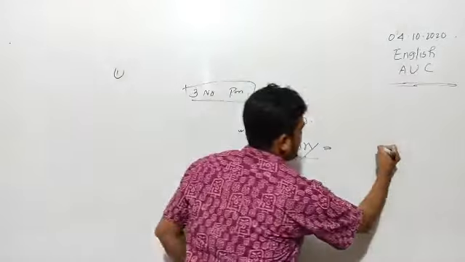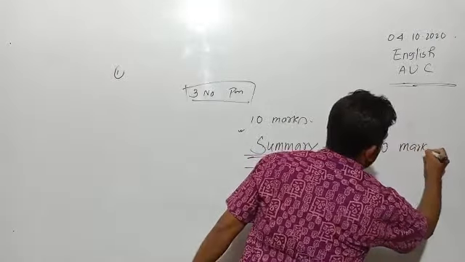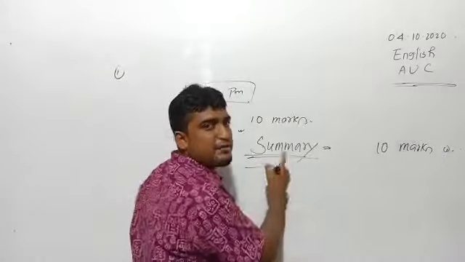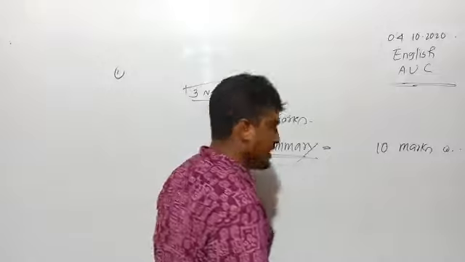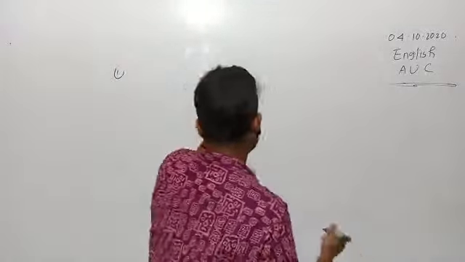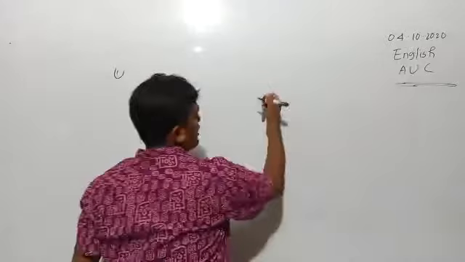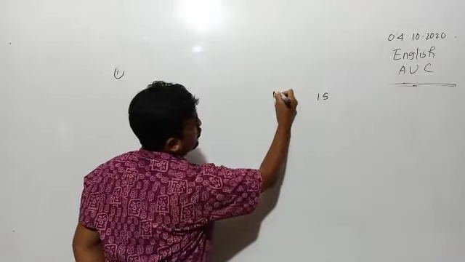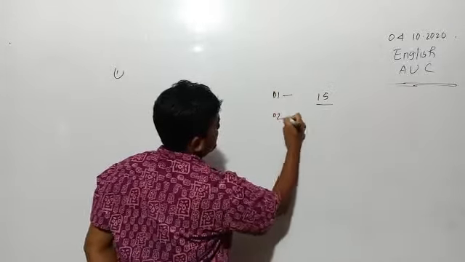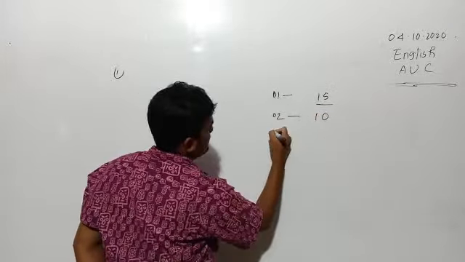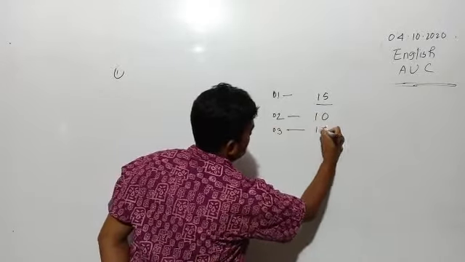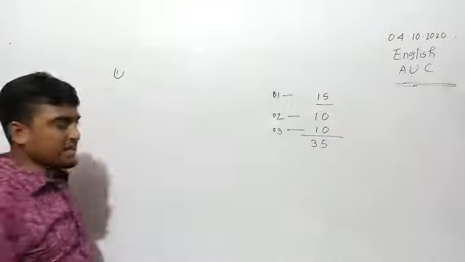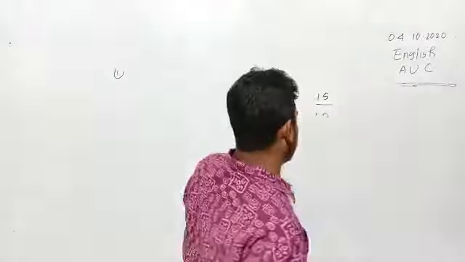Okay, and 10 marks will be given for this third passage item, named summary. Okay, and how many marks? The topic for the 3 passages: first passage, passage number 1, 15; passage number 2, 10; passage number 3, 10, equal to 35 marks. Okay, these have already been discussed with you.